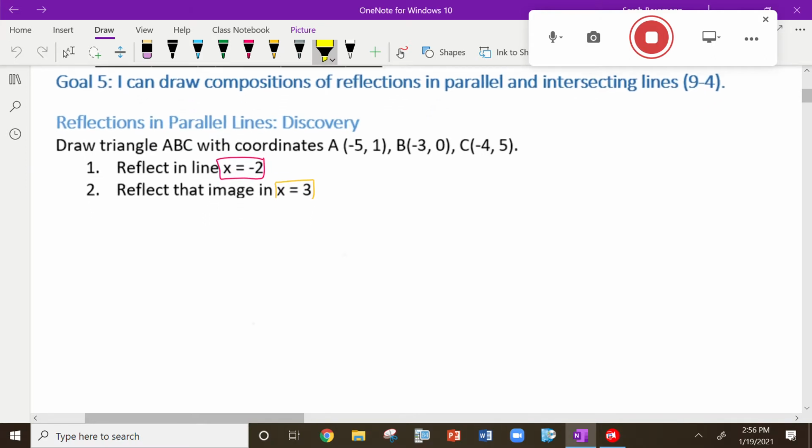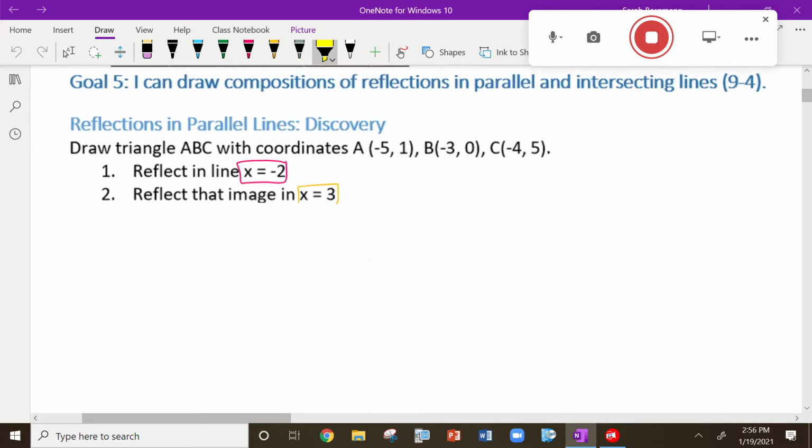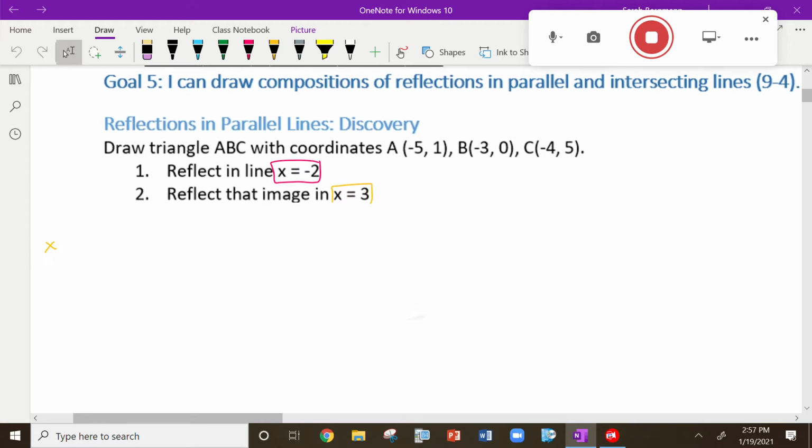So I kind of want you to figure this out on your own because I know that you can do this. First, what I want you to do is to complete these reflections. Notice that these two lines would be parallel lines because they are both vertical lines. I want you to start with triangle ABC. First, reflect it in the line x equals -2. Then reflect that image in the line x equals 3.